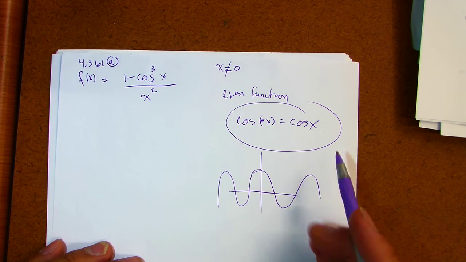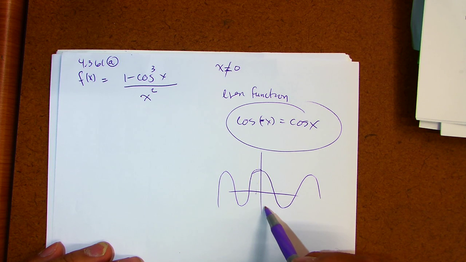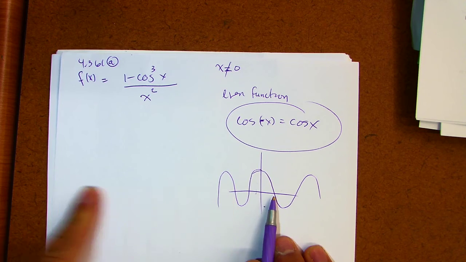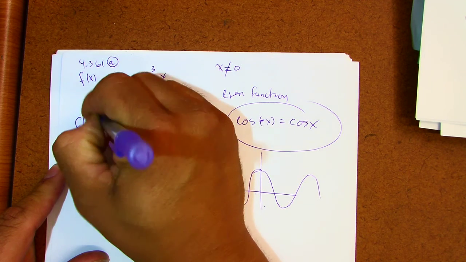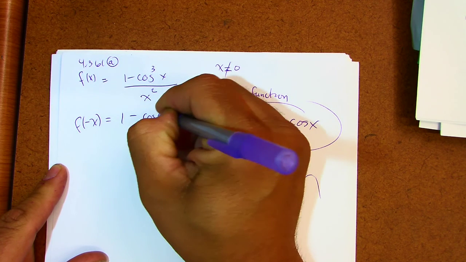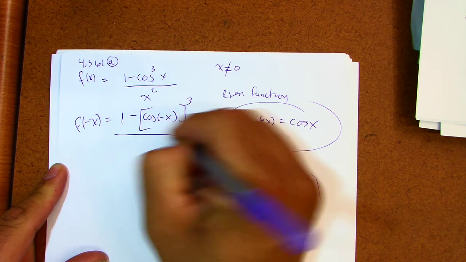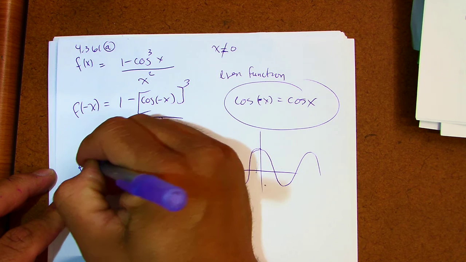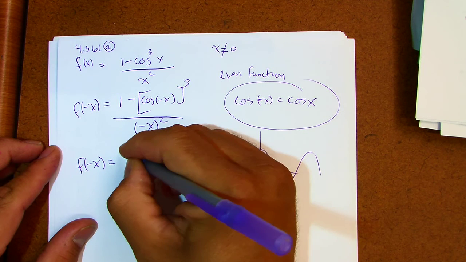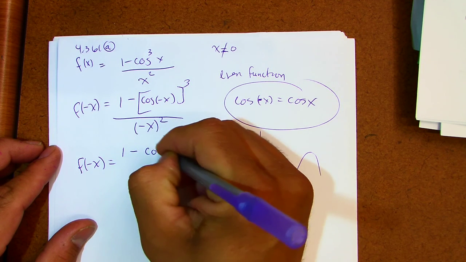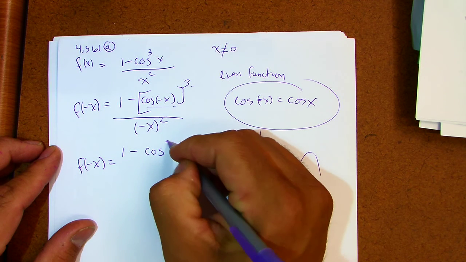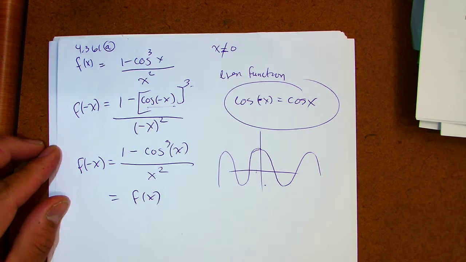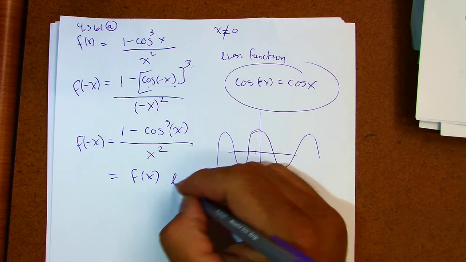that's an even function. It's symmetrical about the y-axis. So the fact that I cube it doesn't really affect whether it's even or not. Remember, the test for even or oddness is this. So now we have cosine of x cubed over x squared. All right, so we have in fact an even function.